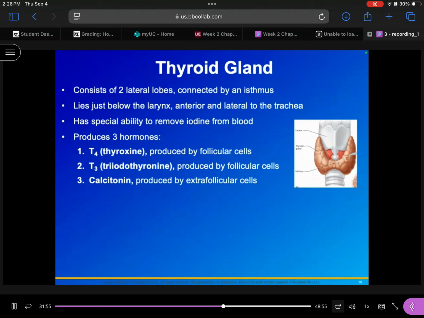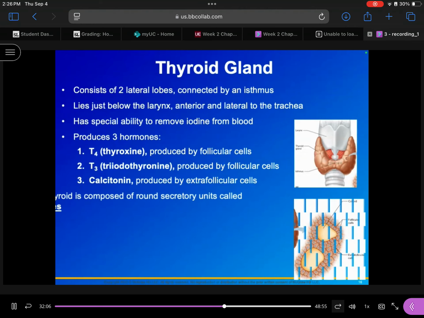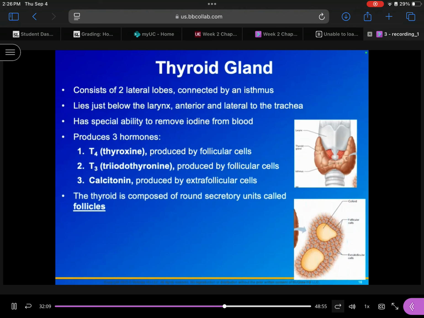The extrafollicular cells or parafollicular cells, or C cells. Very good. Not to be confused with seashells in the sea. All right. So thyroid is going to be composed of round secretory units, and we called those follicles.